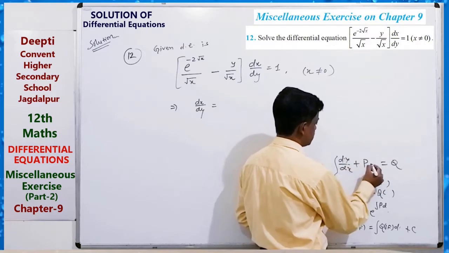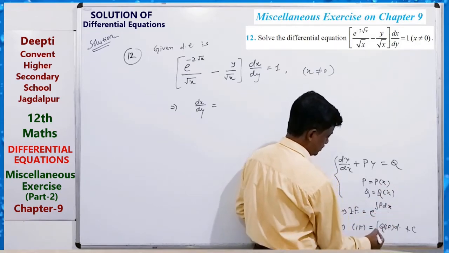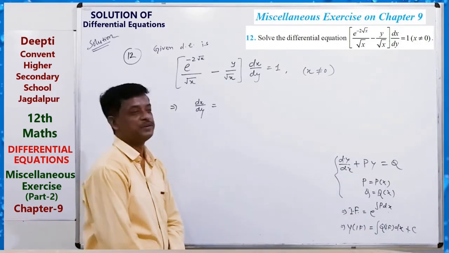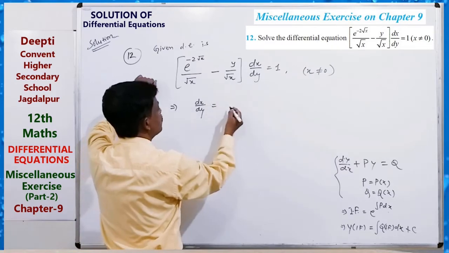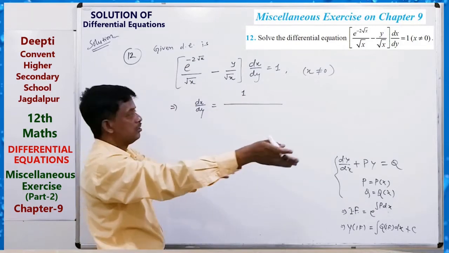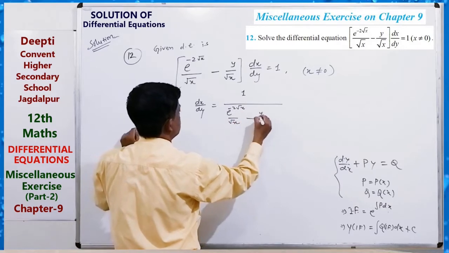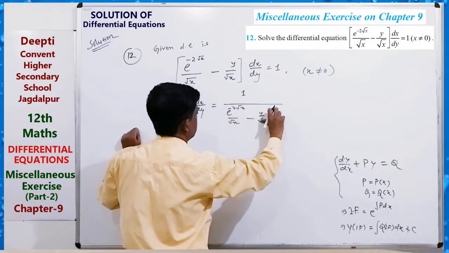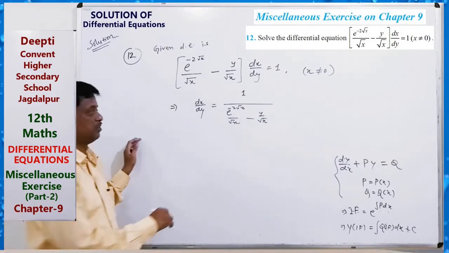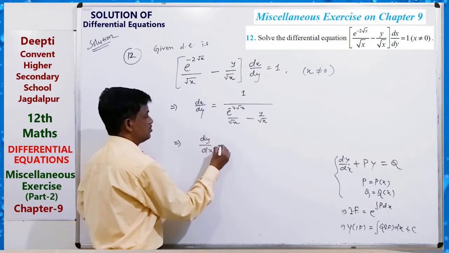Here y is a function of x, so the other format is there. We can write dx by dy equals 1 upon, taking the right hand side denominator, e to the power minus 2 root x upon root x minus y upon root x. This is not in a standard format, so invert it. Take the inverse.